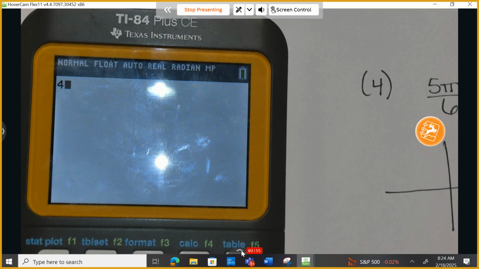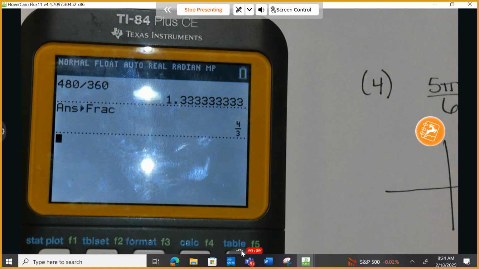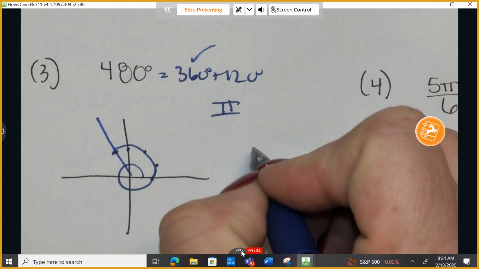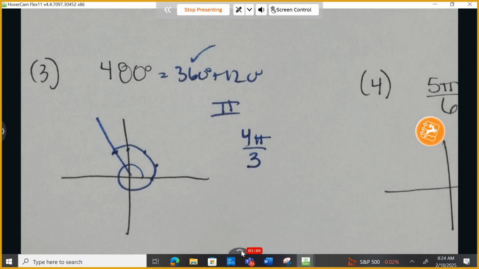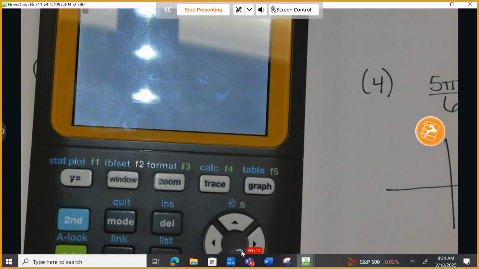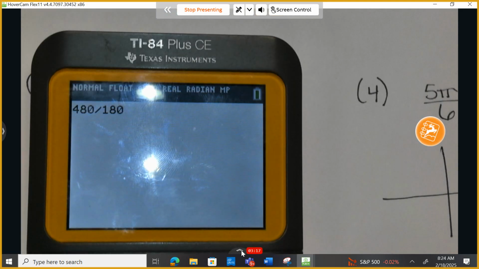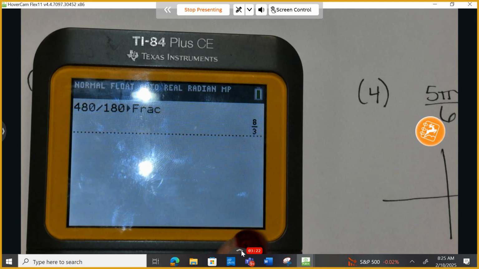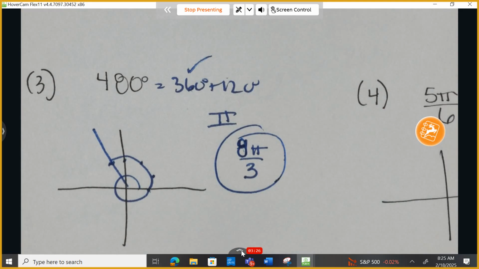So I'm going to take 480. I'm going to divide by 360. And when I do math, fraction, enter, enter, it ends up being 4 pi over 3. Hold on here. I don't like that. Hold on 1 second. I must have typed it in wrong. I meant to put 480 divided by 180. Let's try 8 pi over 3. Does that sound a little better? 8 pi over 3.